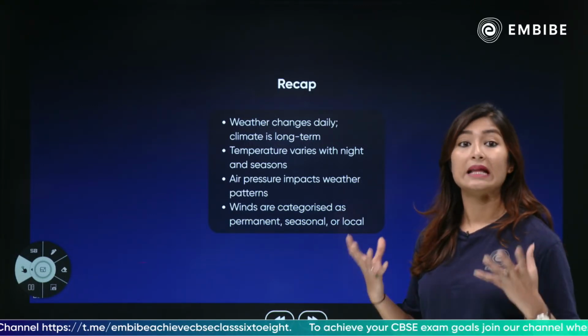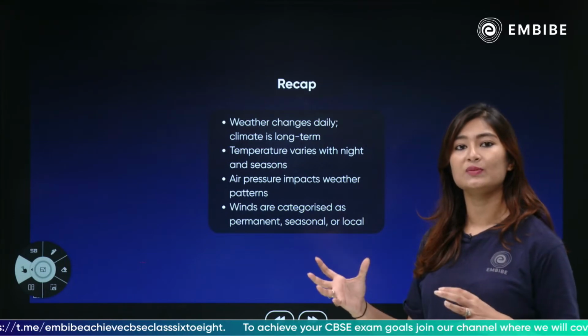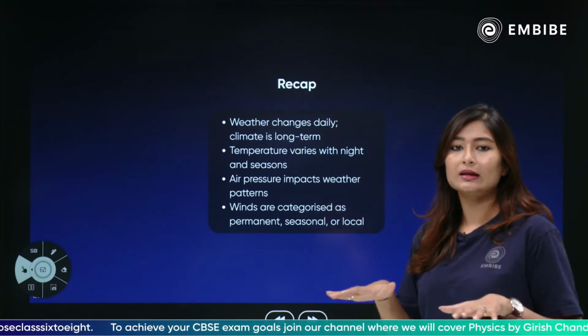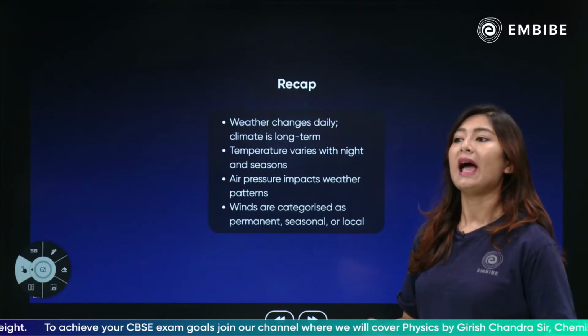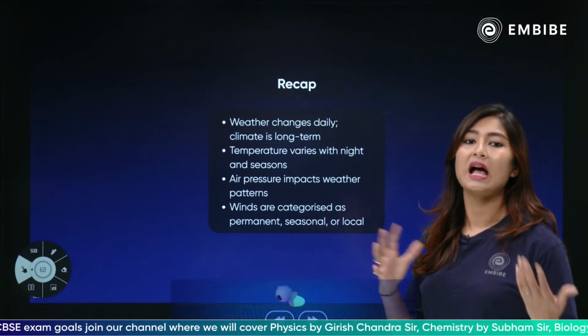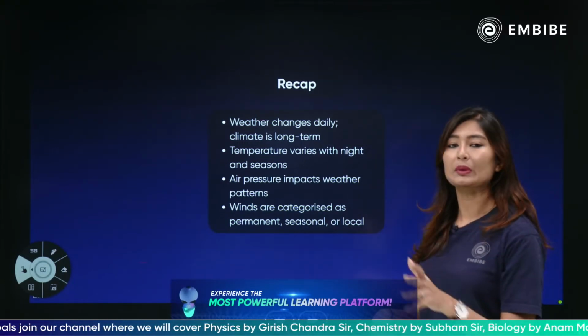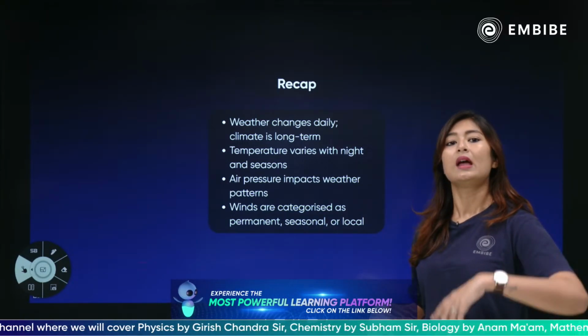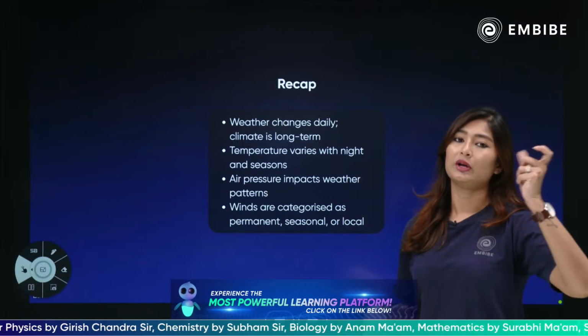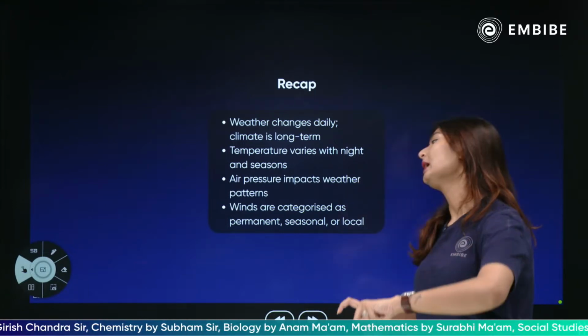Hot air is lighter. So wherever hot air is present, pressure will be low because anything which is light will exert less pressure, less force, and cold air is heavier, so it exerts more pressure, so that is a high pressure zone. So in simplest words, how can we remember this? If the temperature is high, then the pressure will be low. If the temperature is low, then the pressure will be high.